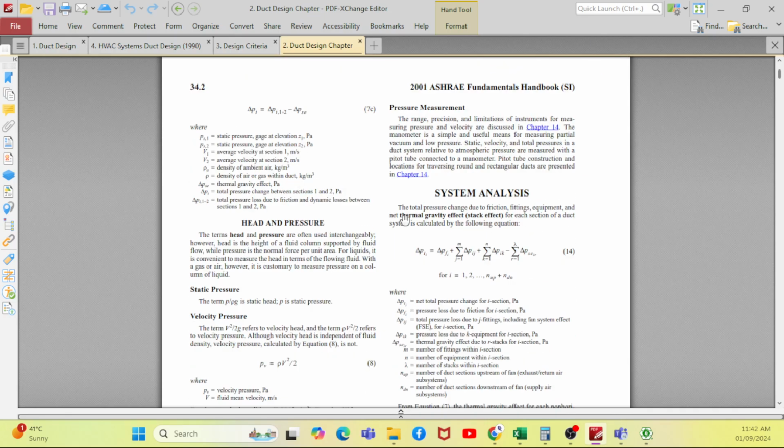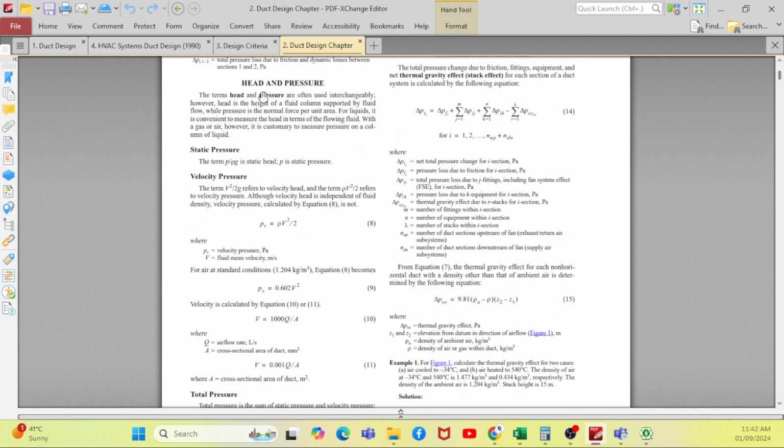Also, if you see the method, as per the equation, head and pressure are terms often used interchangeably. However, head is the height of a fluid column supported by fluid flow, while pressure is the normal force per unit area. So to calculate the static pressure, the head calculation or the pressure drop calculation, this is the equation.